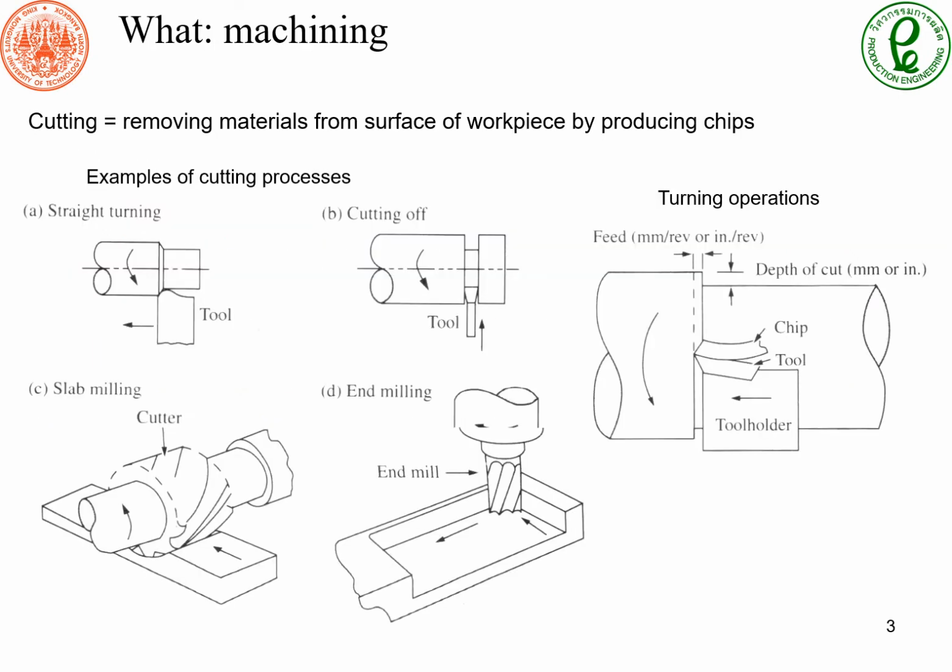The machining process is different from the forming process. In the forming process, we change the workpiece shape by applying force to change the workpiece dimension. Here, in cutting or in machining, we are actually removing material from the workpiece surface. We do this by producing chips, or cutting chips. There are several machining processes that we will be studying. Here are just examples. We have straight turning, we have slab milling, and we have other processes also.